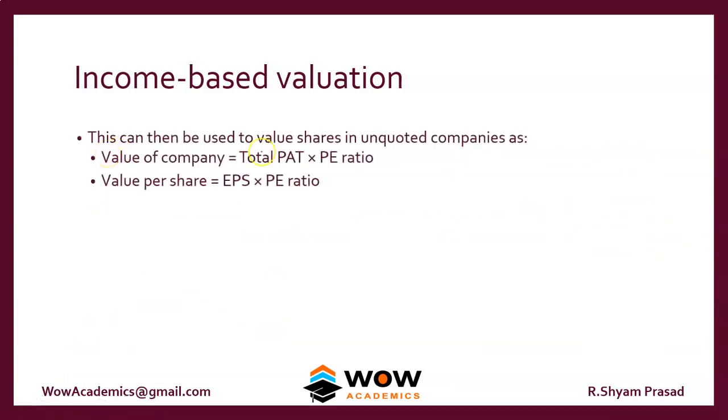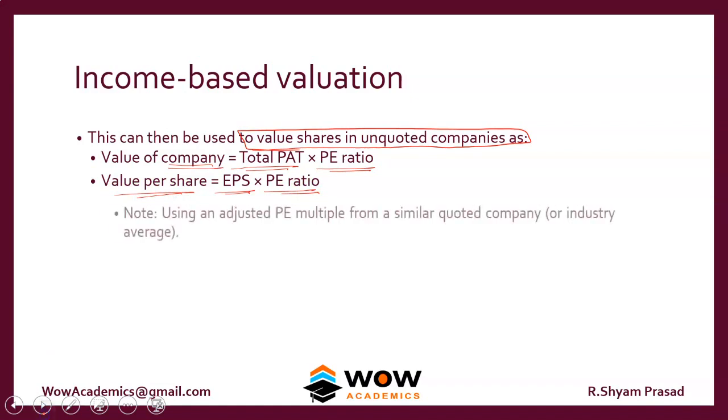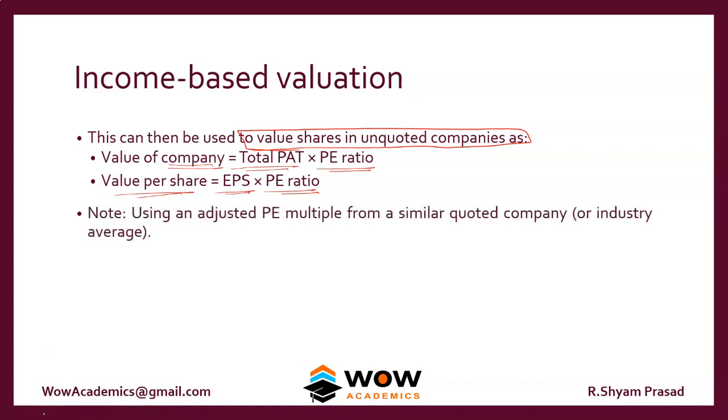So this can then be used to value a share in an unquoted company. The value of a company, we can get as total PAT times PE, which gives the total value of the company, or you can take the EPS and multiply it by the PE ratio, and you get the value per share. So note, use an adjusted PE multiple from a similar quoted company: you should use another similar quoted company's PE to value your company, and that PE should be adjusted.